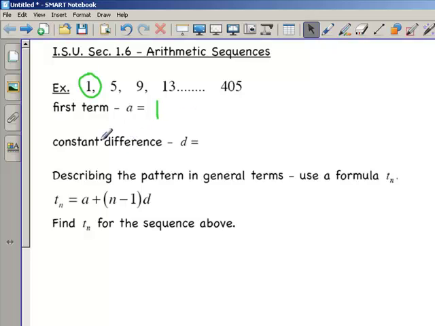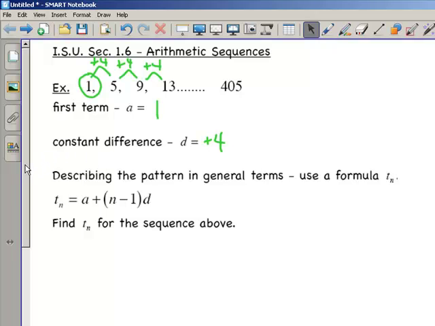The next part of this is called the constant difference. In arithmetic sequences, there's a constant amount that the sequence either goes up or down by. In this case, you can see that we're adding 4 each time. And so we know our constant difference is plus 4. Again, it could be up or down. It could be a negative number.